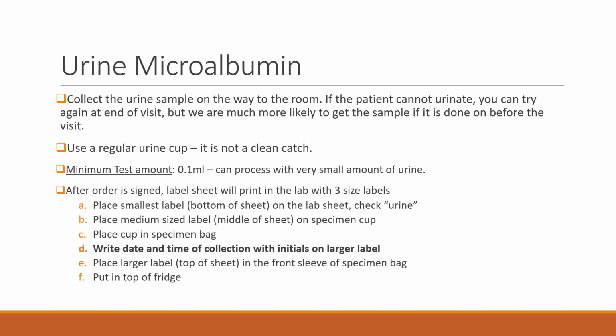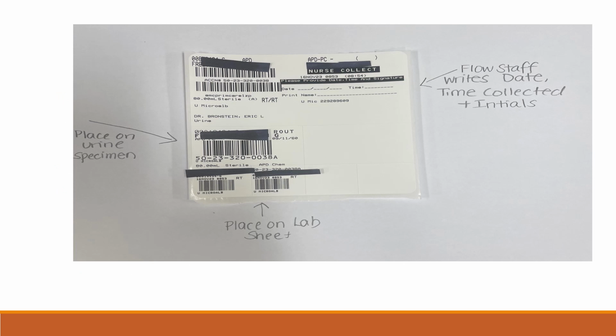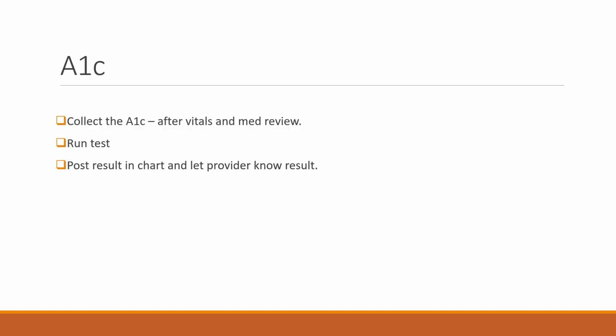The label, there's different things that you do with the different stickers. The smallest sticker or label will go on the lab sheet, then the medium-sized label will go on the cup. And then you're going to put the cup in a bag and put the other label on the bag or inside the bag. And then you're going to put it in the fridge. And here's just a picture of what the label looks like and the different stickers.